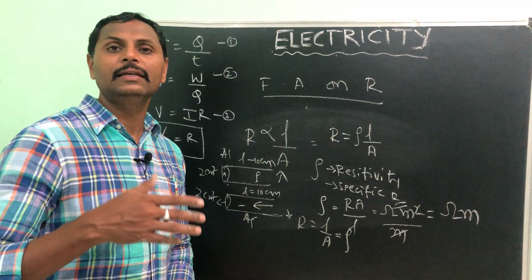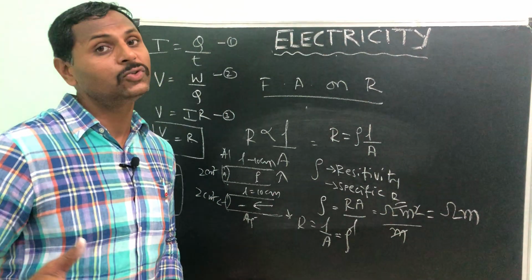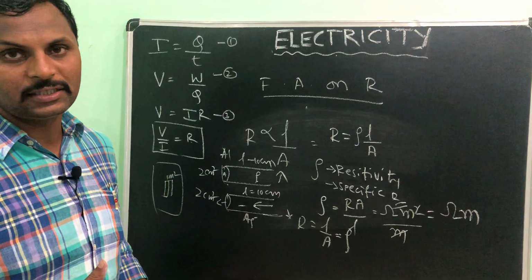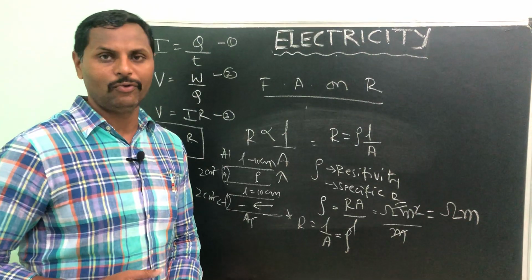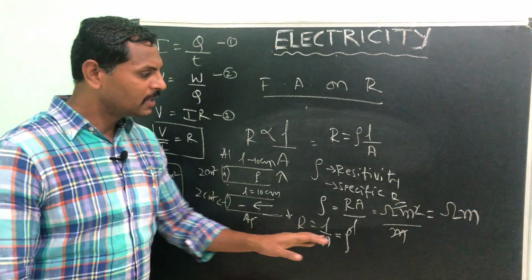Resistivity, as I told you, varies from metal to metal, first thing, and it increases in the alloys, and even in the insulators it is having more resistivity. That's why it will not allow the current to flow through it. Understood? So resistivity we measure in terms of ohm meter.